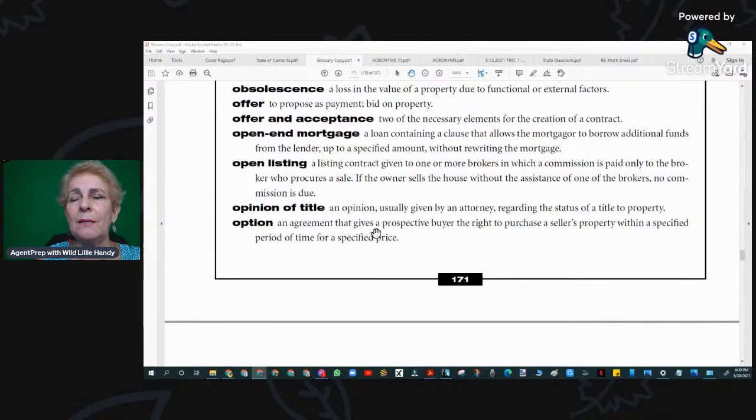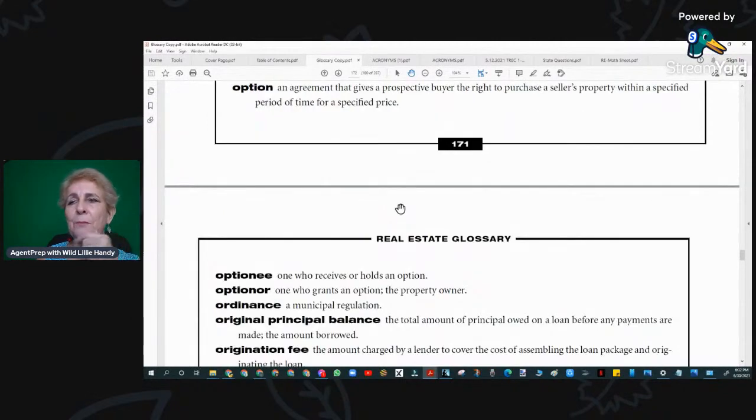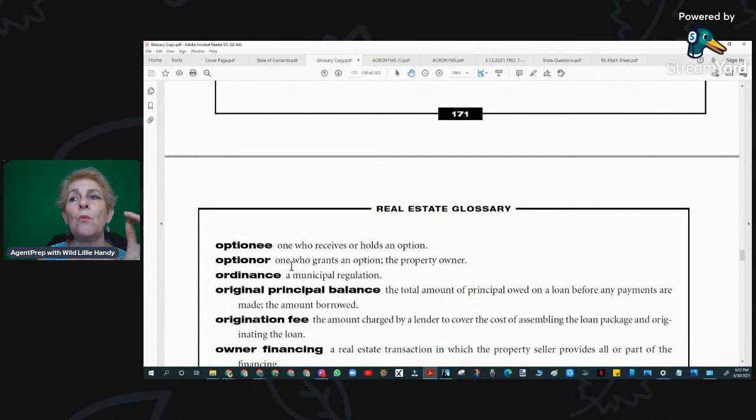Option, an agreement that gives a prospective buyer the right to purchase a seller's property within a specified period of time for a specified price. So the optionee, one who receives or holds an option. That's the buyer, right? The optionor, one who grants an option. So the property owner, the seller, the grantor.